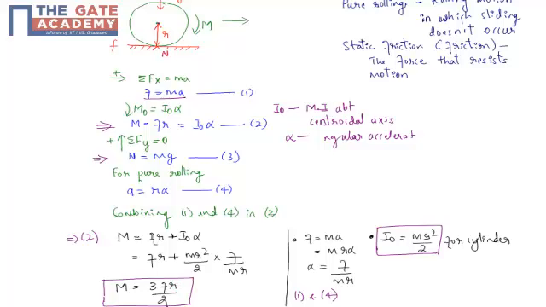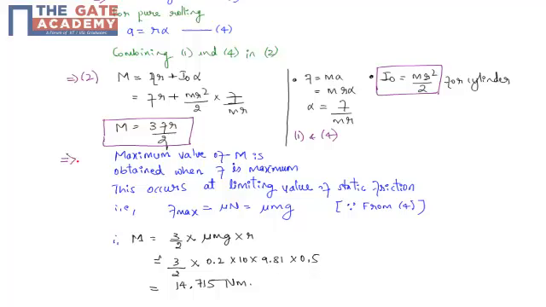Now to find the maximum value of the moment M, the only variable that can take a maximum value is the friction force. For the friction force to be maximum, it has to be at the limiting value of static friction, which is F max equal to mu into N, where N is equal to mg. We get this from equation 3. So F is equal to mu mg. Now substitute this in the equation of M. We will get the value of M as 3 by 2 into mu mg into r.